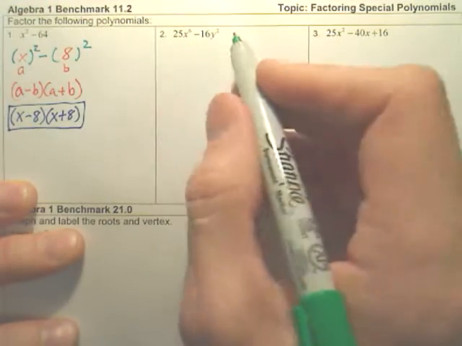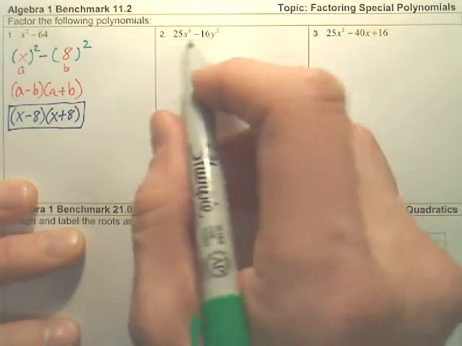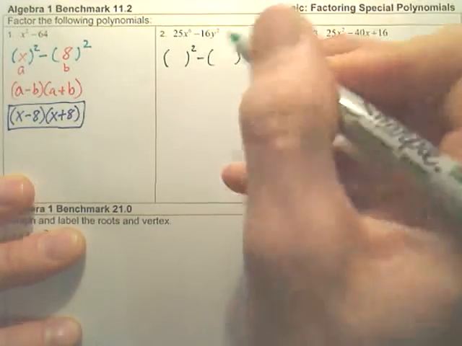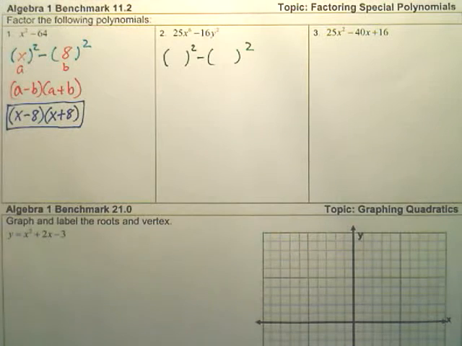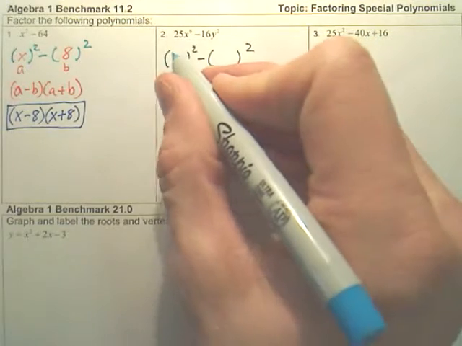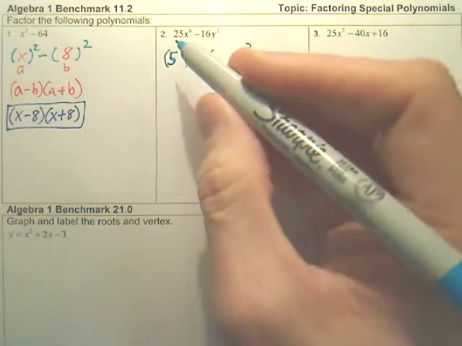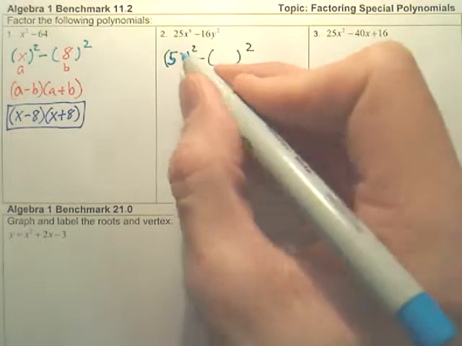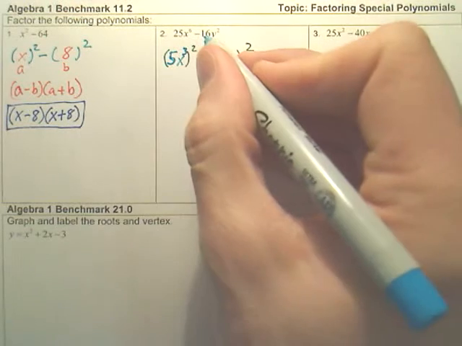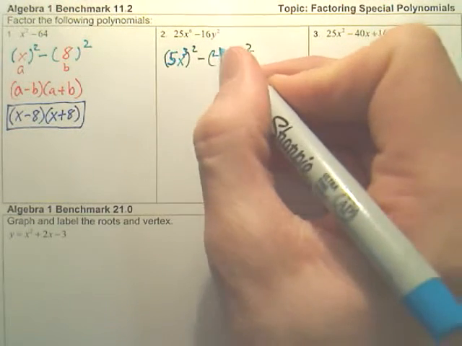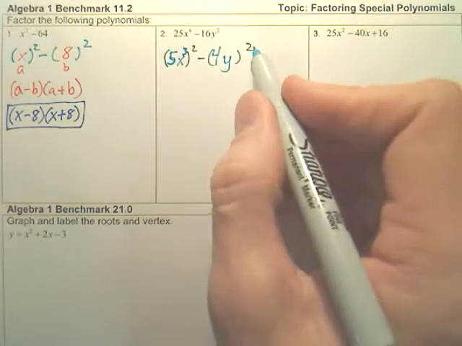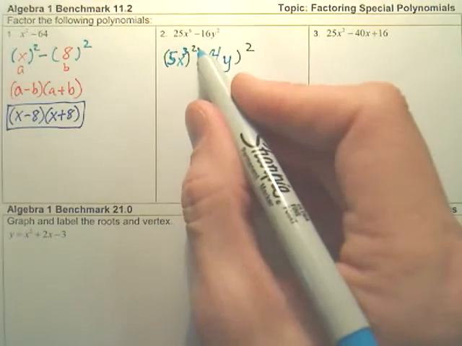Now, this one, same idea, it is a difference of squares. You just got to notice there's two squared values with a minus between. What squared gives you 25? That is 5. What squared gives you x to the 6th? That would be x to the 3rd, x cubed. What squared gives you 16? That would be 4. And what squared gives you y squared? Y. So this squared gives you that. This squared gives you this.